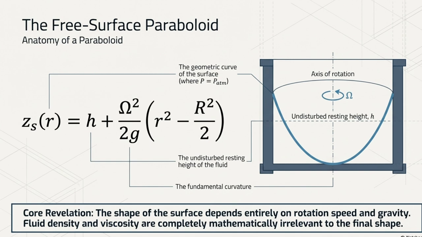Now, the shape of the surface depends entirely on rotation speed and gravity. Fluid density and viscosity are completely mathematically irrelevant to the final shape.